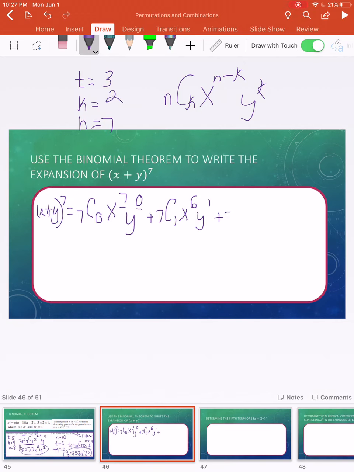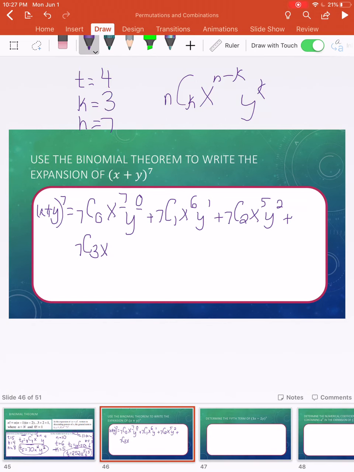So I have 7 choose 2, x to the power of 7 minus 2 is 5, and y to the power of 2. And I'm running out of room here, so I have 7 choose 3, x to the power of, oh, we're doing our fourth term.